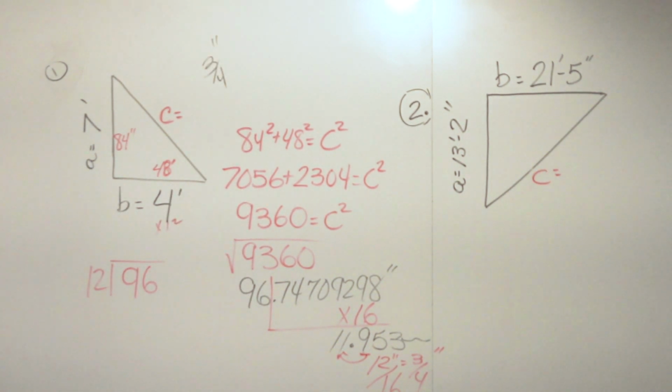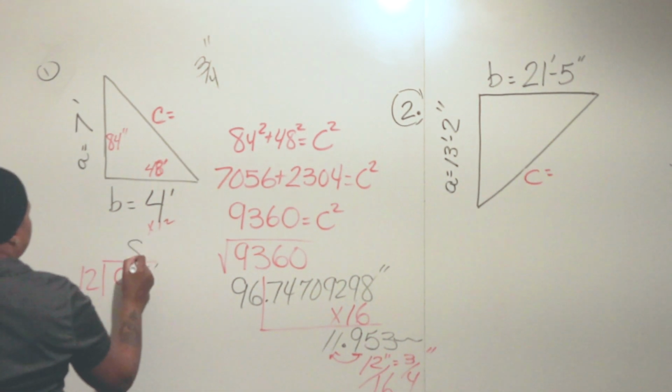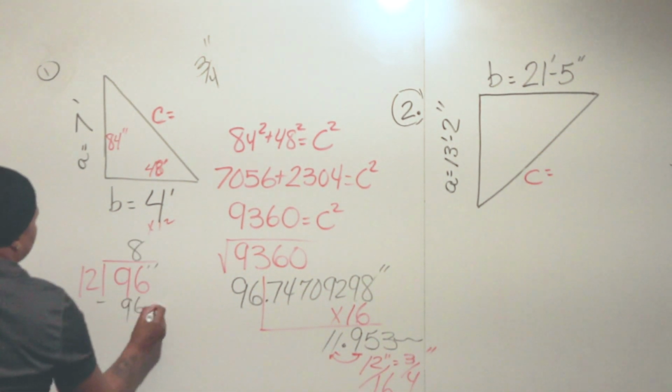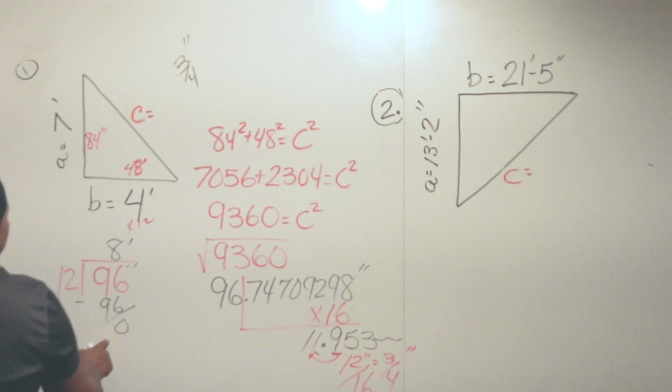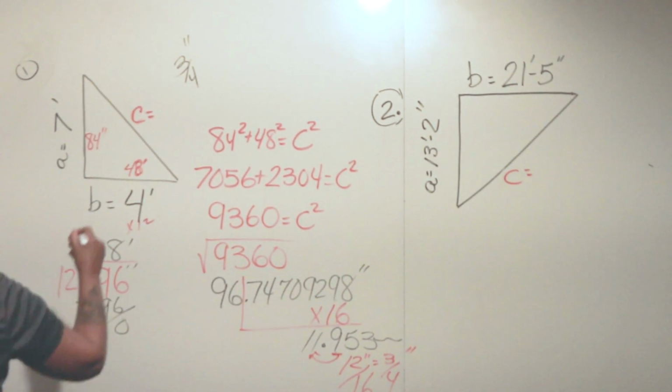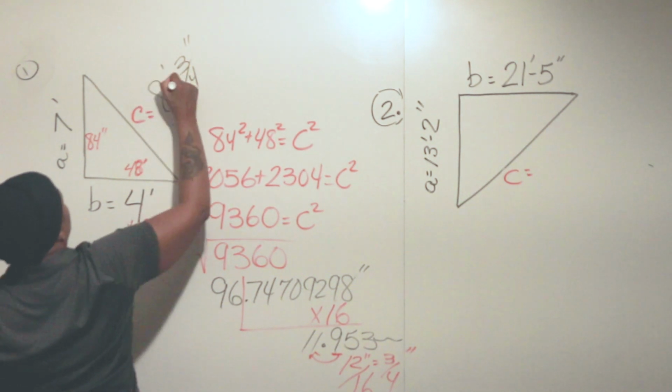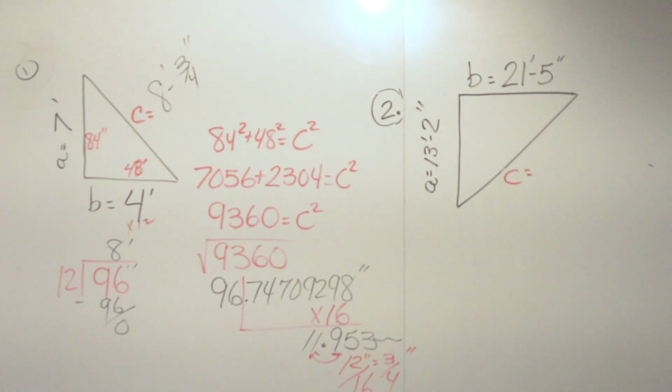All right? So now we still have to deal with this 96 inches. We want to find out how many 12s we can get out of 96. That 8 represents my feet, no inches. So my final answer is 8 feet, 3/4 inches.